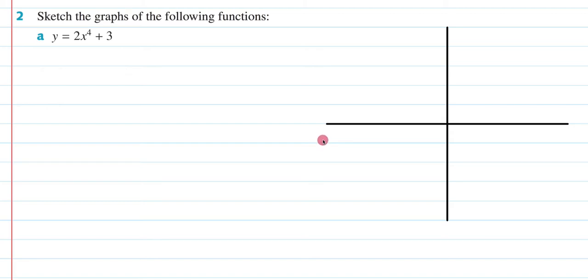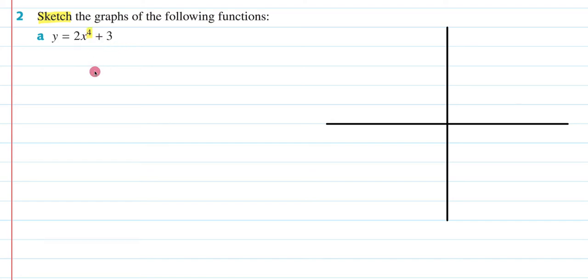We are going through exercise 6i, and in this video, I'll be answering question 2a, which says sketch the graphs of the following functions. And here we've been given y equals 2x to the power of 4 plus 3. Now, before we can even approach this, we just need to have a general understanding as to what this graph is going to look like.